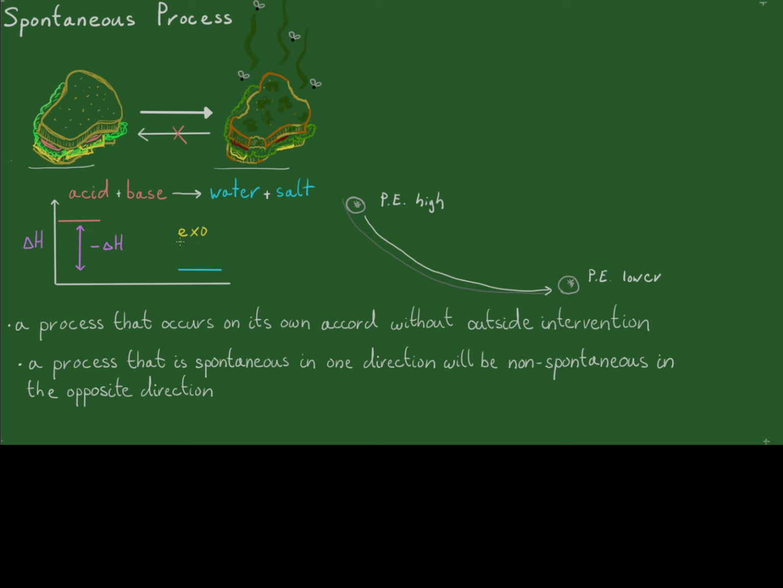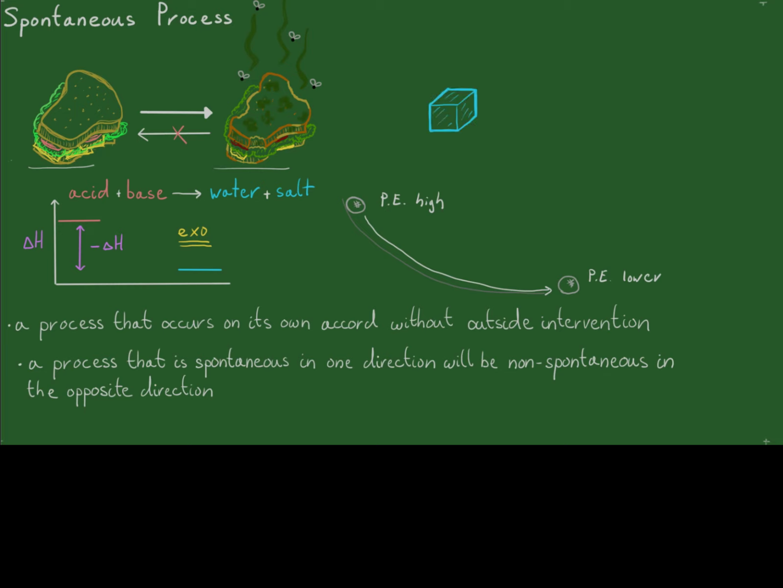So you might say, well, maybe that's the key. Maybe a spontaneous process is an exothermic process, a process where heat is released. And you would be partially correct. It is true that many exothermic processes are indeed spontaneous. Some of them are not. However, there are also some endothermic processes, so processes that require heat or energy, that are spontaneous as well.